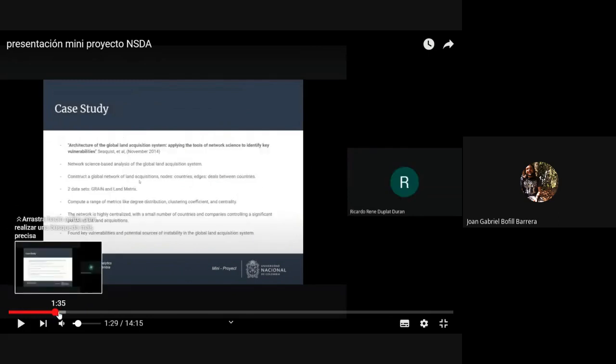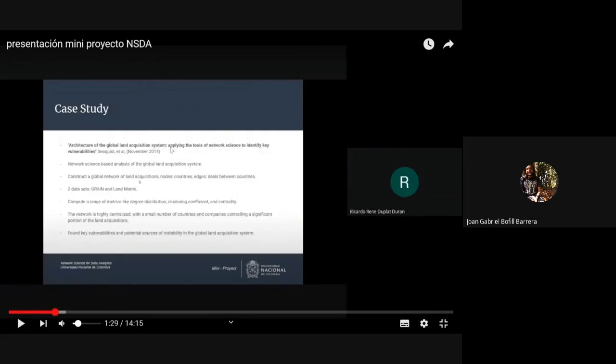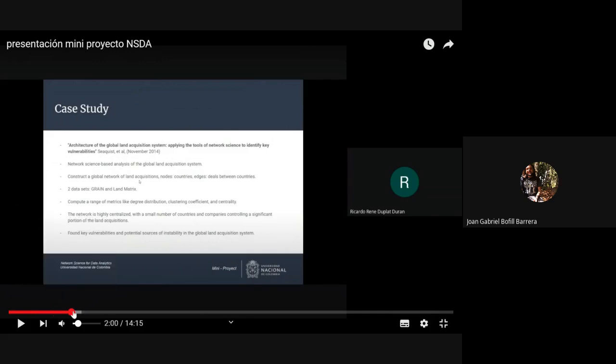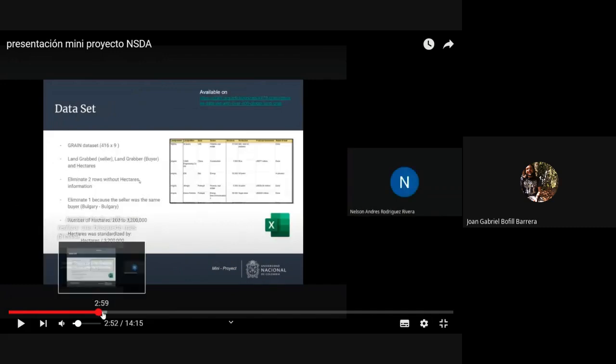So basically, we were inspired by this case study from 2014. They used 2 data sets. We only could find one of the 2 data sets, because for the other one we found some version, but it wasn't the same. So we need some extra information to filter some enterprises that make land deals with other countries. That's a little bit the subject.